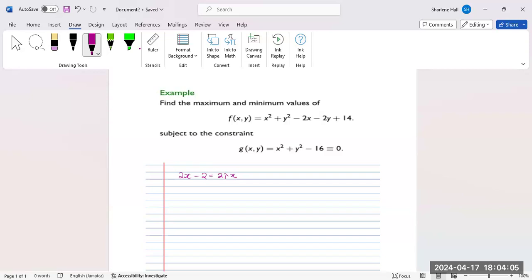All right, and then now, if you want, I could just show you that x squared minus 2x plus y squared minus 2y plus 14. I'm just rearranging there. I will differentiate that, and then differentiate that. And then I'm going to get 2y minus 2 is equal to 2 lambda y. Agreed?